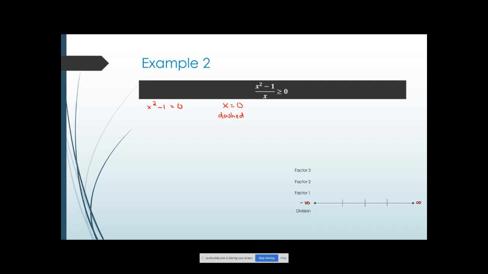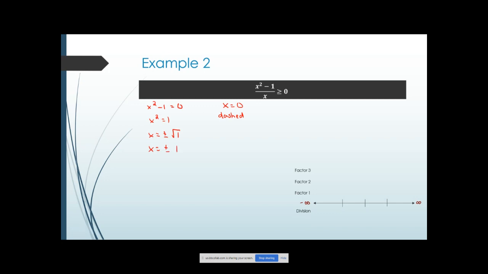Now, x squared minus 1 equals 0, I can solve this by taking square roots. Or you could factor. If I add 1 to both sides, I get x squared equals 1. And then when you take the square root of both sides, you get x equals plus or minus the square root of 1, which is 1. So we get plus or minus 1.